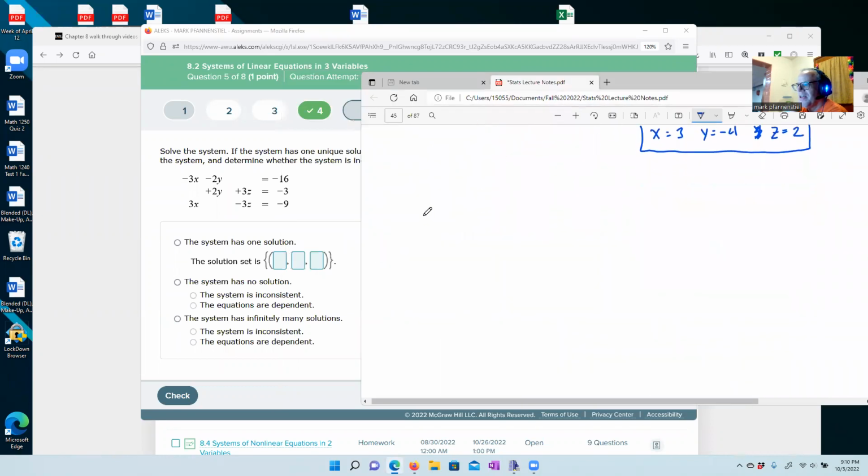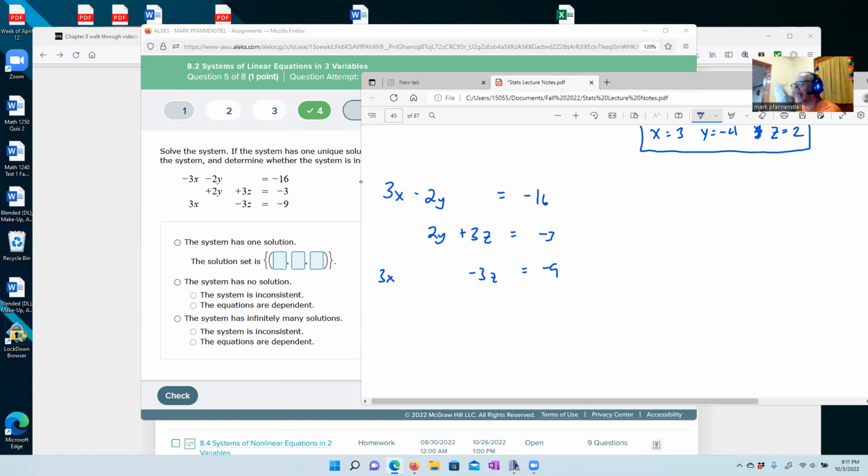Okay, so it looks like we have negative 3x minus 2y equals negative 16. We have 2y plus 3z equals minus 3. And we have 3x minus 3z equals negative 9.